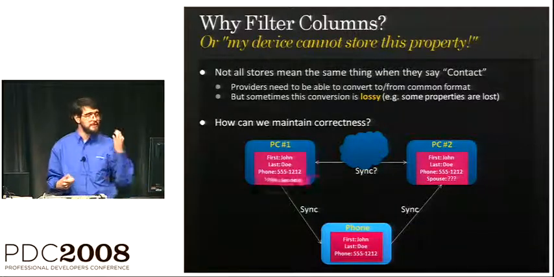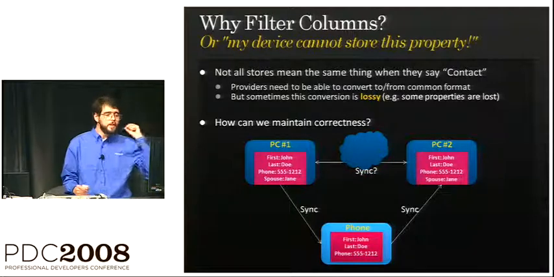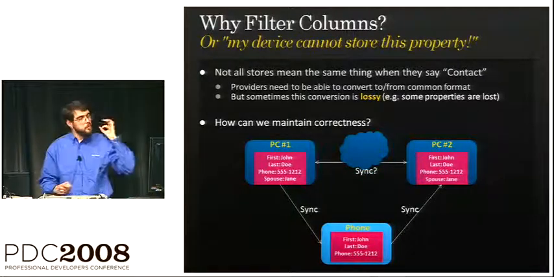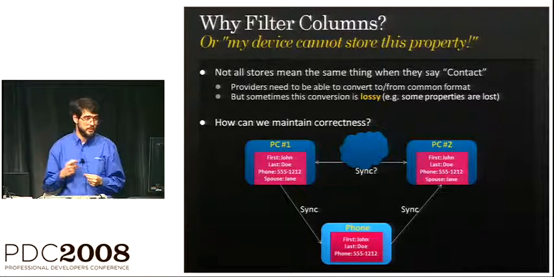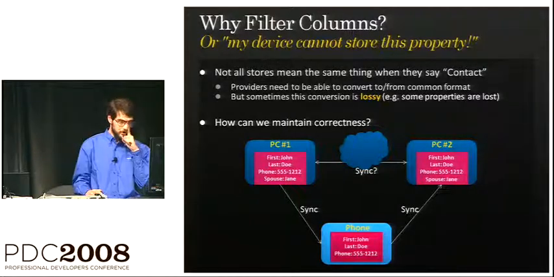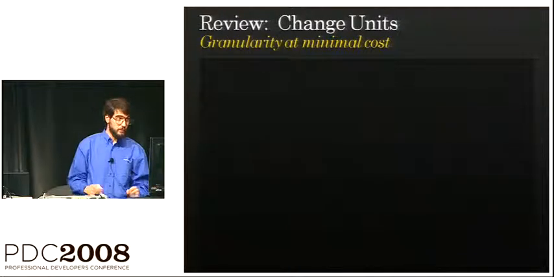And what you want to happen is that this time you want to make sure that the spouse that was missing from PC2 is sent to it from PC1. And this is what column filtering is all about. So what's supported by Sync Framework v2?